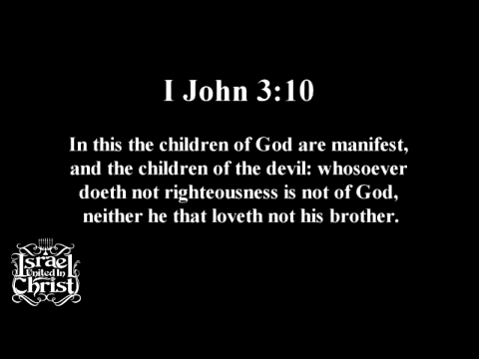Read. In this, the children of God are manifest, and the children of the devil. So in this understanding of God's laws, it's two things manifest, the children of God and the children of the devil. Go ahead. Whosoever doeth not righteousness is not of God. Whoever does not do, what is God's righteousness? The laws. Where will we go to prove that? Deuteronomy 6:25. That proves that God's laws is his righteousness.